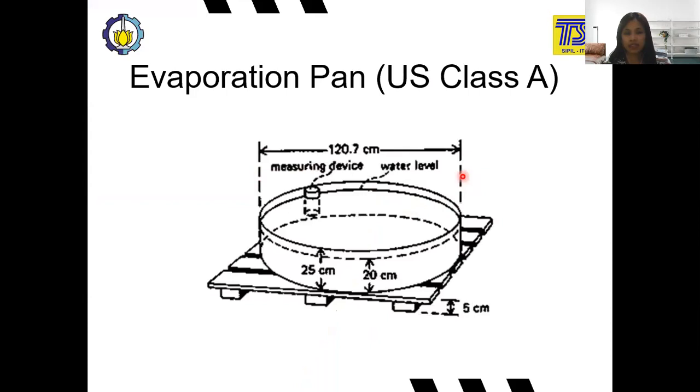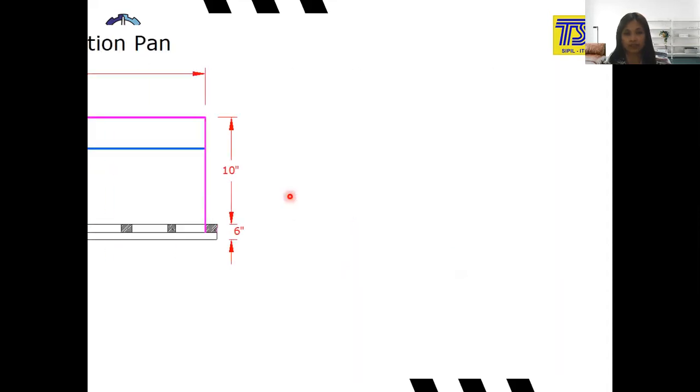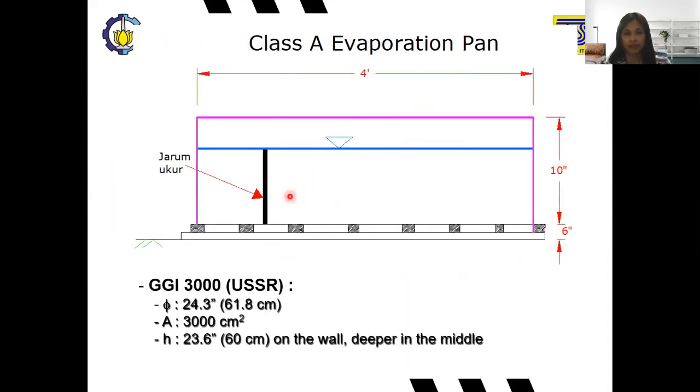This is the sketch of this evaporation pan. The diameter is 120.7 centimeters, and it has a water depth of 20 centimeters. The height of the evaporation pan is 25 centimeters, and the wooden frame has a height of around 5 centimeters. And this is the measuring device.